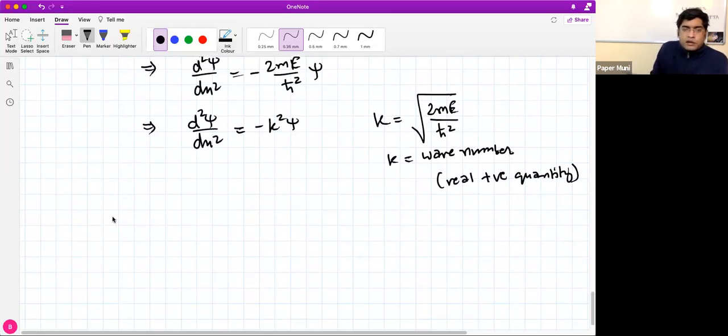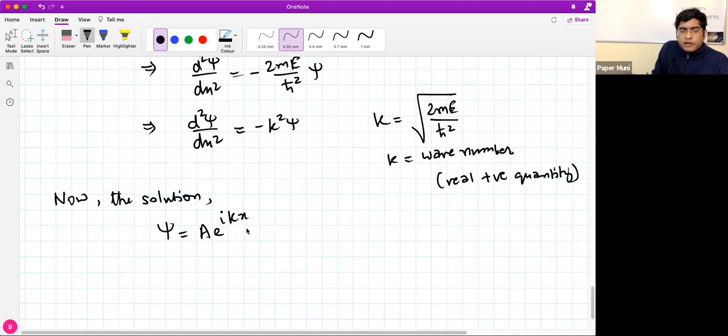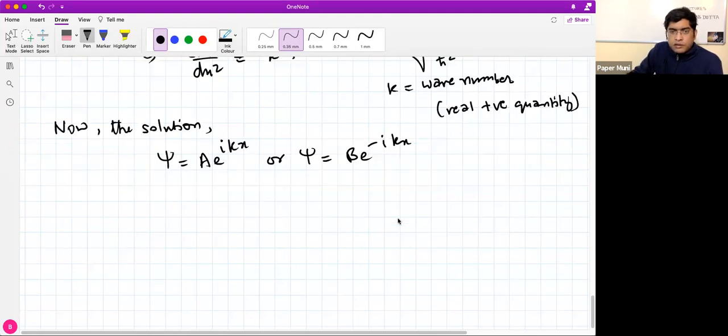Now let's talk about the solution. We know what the solution is. The function can be written as psi equals A e to the power ikx, or it could be written as B e to the power minus ikx. Any of these solutions will satisfy this equation.